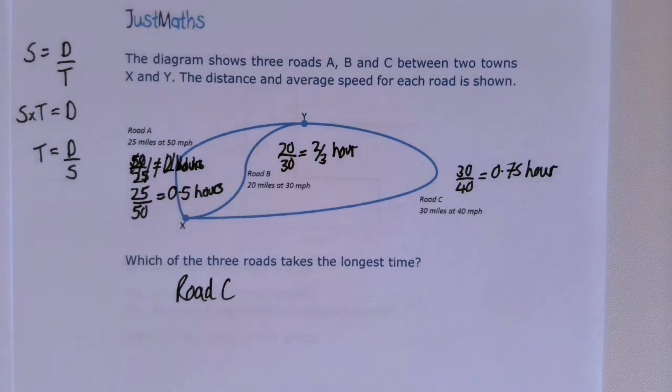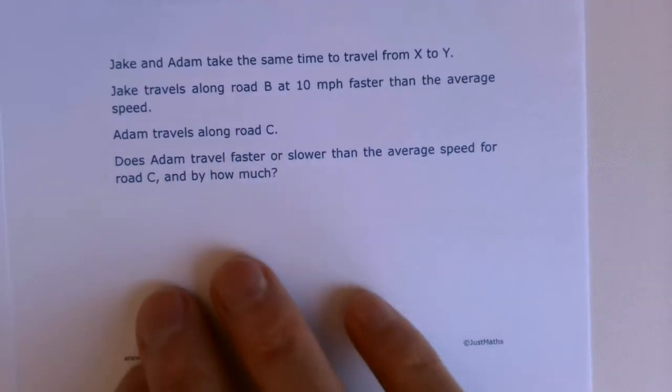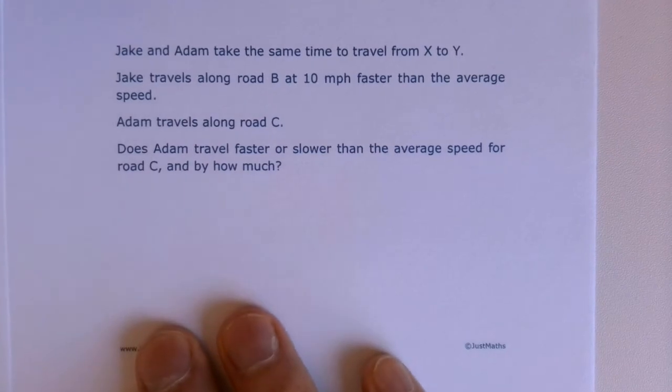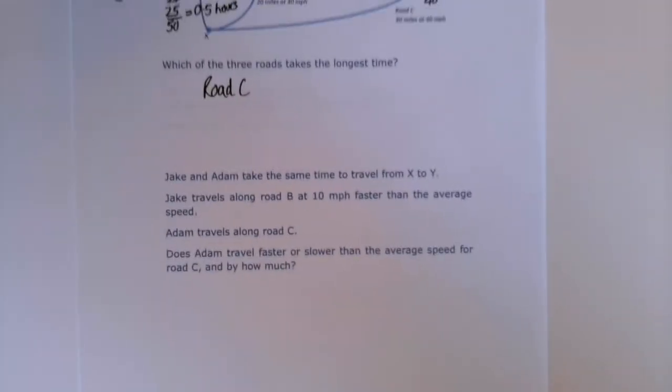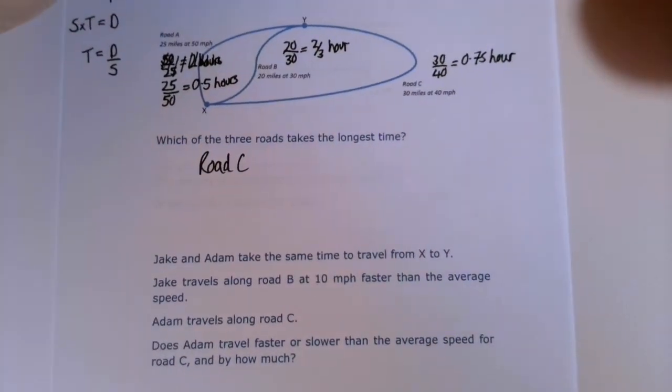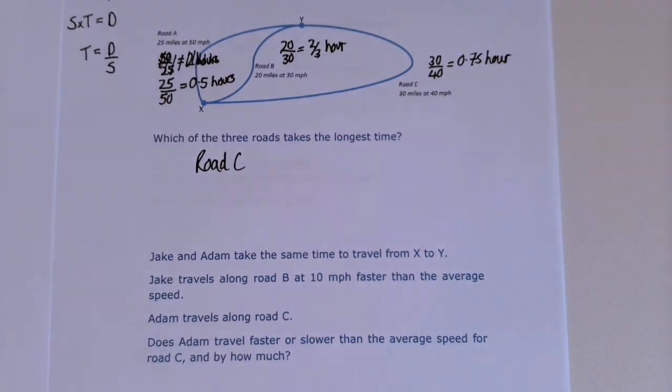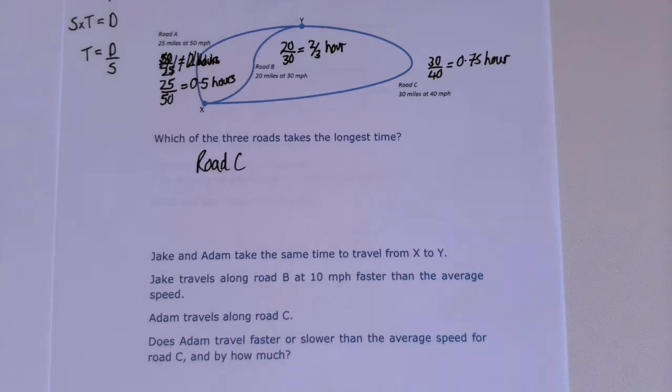Really important that you answer questions like that. Okay, the question develops and talks about Jake and Adam. And Jake and Adam are travelling along this road network. So let me zoom out a little bit so we can see it all. Sorry, there we go. Just going to refocus. So we've got 2 journeys here, 2 journeys. Jake and Adam travelling from X to Y. And Jake travels along road B and Adam travels along road C.